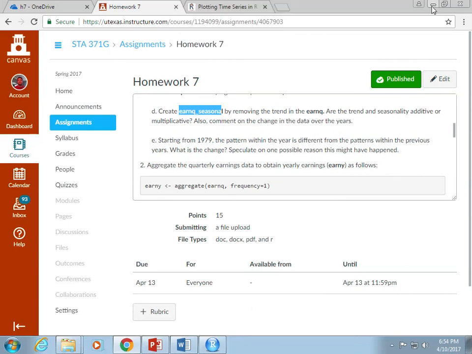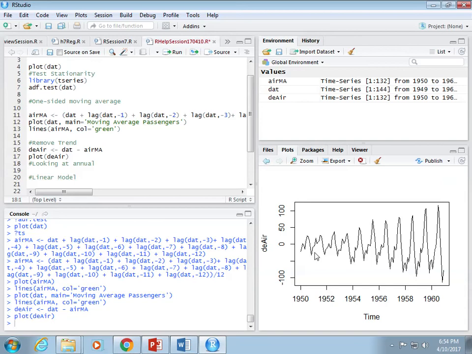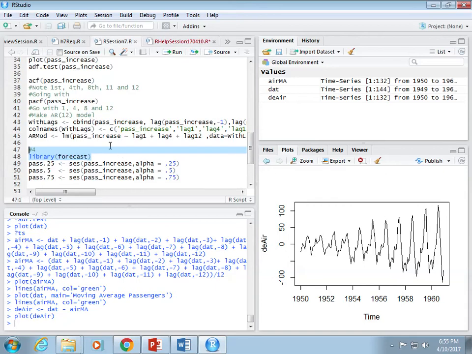do we think the trend is additive or multiplicative? And what makes you say that? Because the variance grows later in the period. Yeah, so the variance is growing as the trend goes up. That's what makes it multiplicative. And we can actually test out what it is. We can just see what it looks like with both of them.